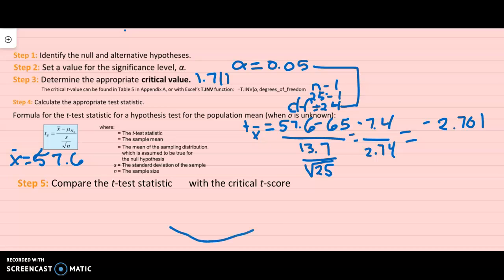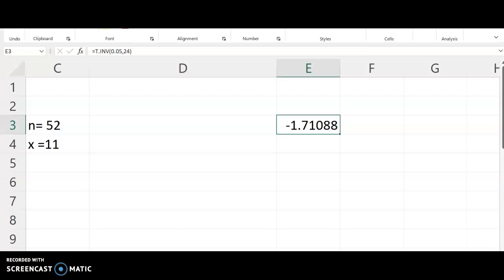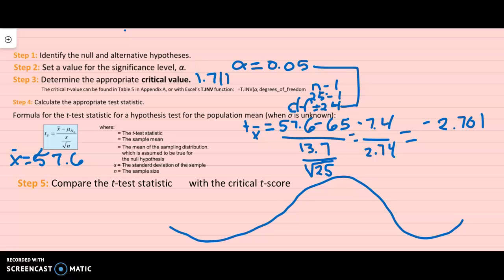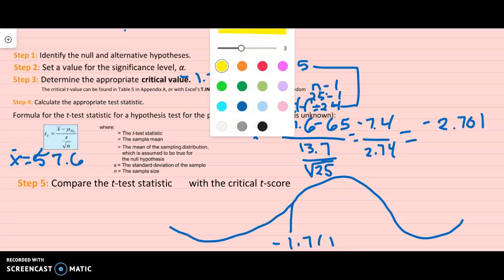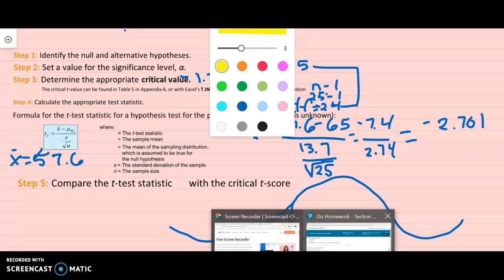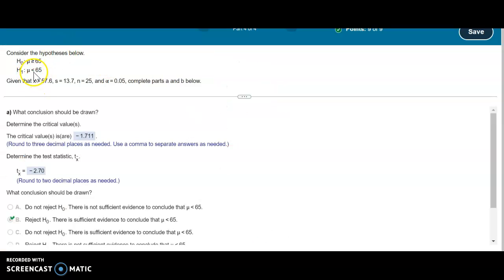So we need to draw this out, and your critical value was what we got in Excel, and it should have been negative, and I left the negative sign off. Let me put that up here. So our critical value is negative 1.711, and our critical area where we would reject is the less than side.